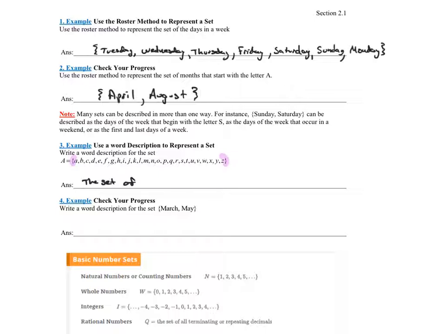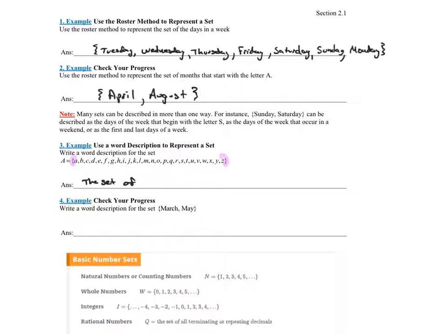Well, that doesn't make sense. That's not an English sentence, right? So then they would say the set of letters in the alphabet. And I'm like, that's great. And I like that. And I would accept that on the test if you said the set of letters of the alphabet. But I push you to go even further.